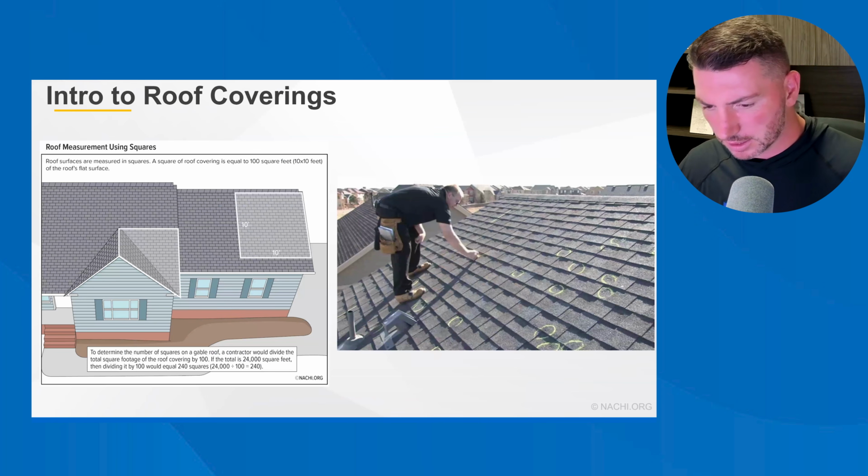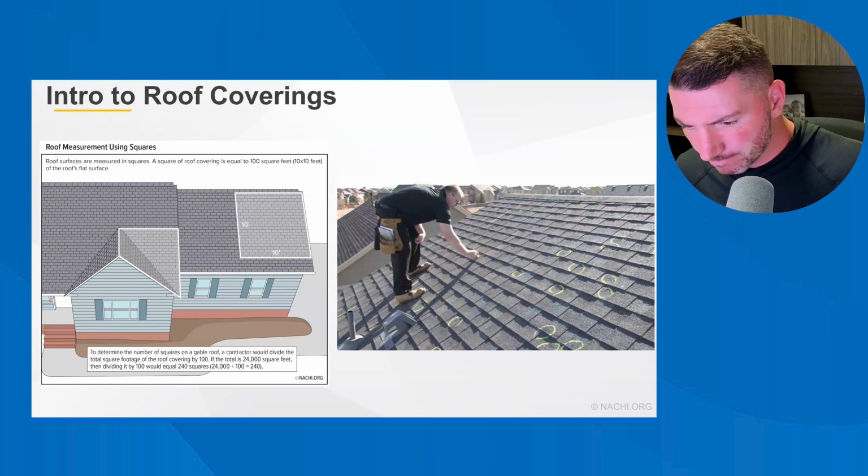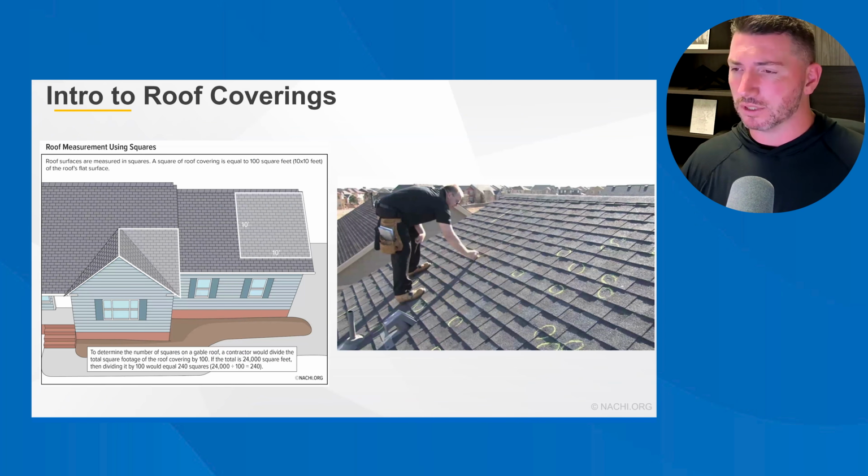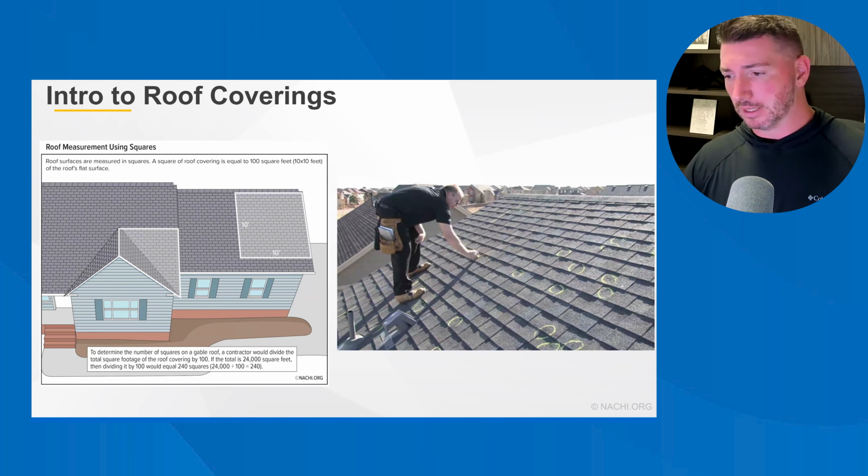Roof coverings. We can talk about roof measurements using squares. Roof surfaces are measured in squares. I used that term earlier. A square is 100 square feet. So when you have the total square footage, if you divide by 100, that's your squares. So if you have a 24,000 square foot roof, you have a 240 square roof.